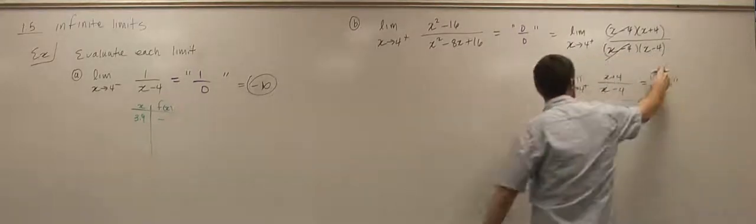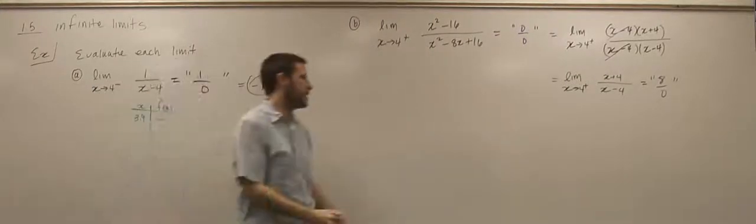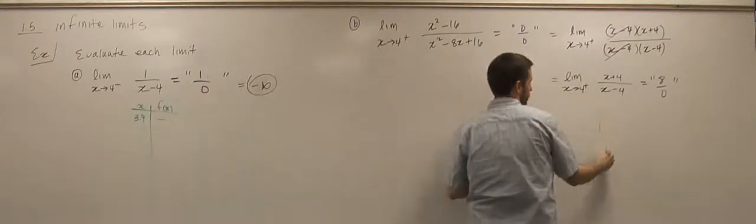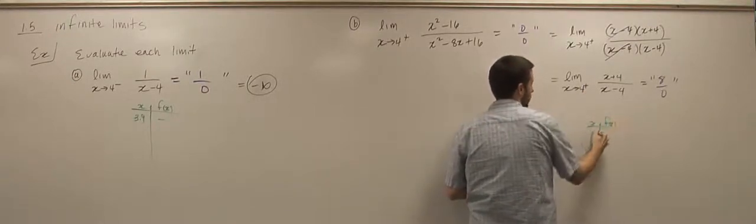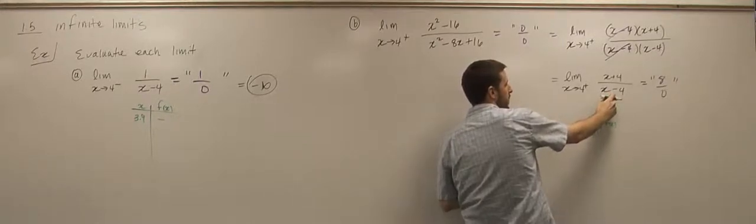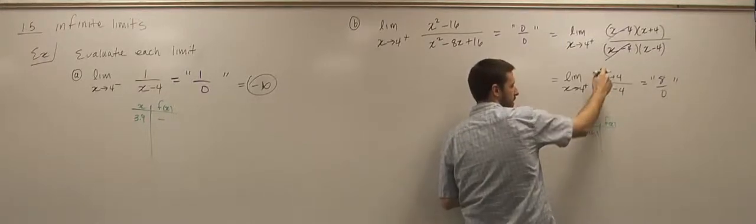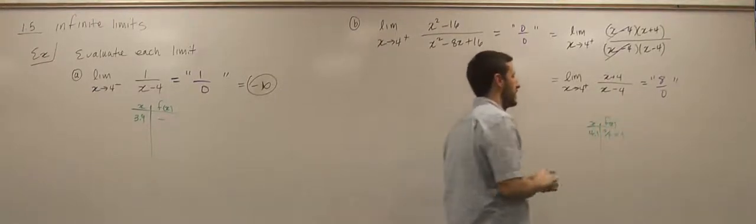Okay, so as soon as you get a non-zero constant over 0, you're looking for an infinity. In this case, because we're coming from the right, the positive side, try 4.1. When you plug in 4.1 on the bottom, you get positive. When you plug in 4.1 on the top, you get positive. So we know we're going to positive infinity.